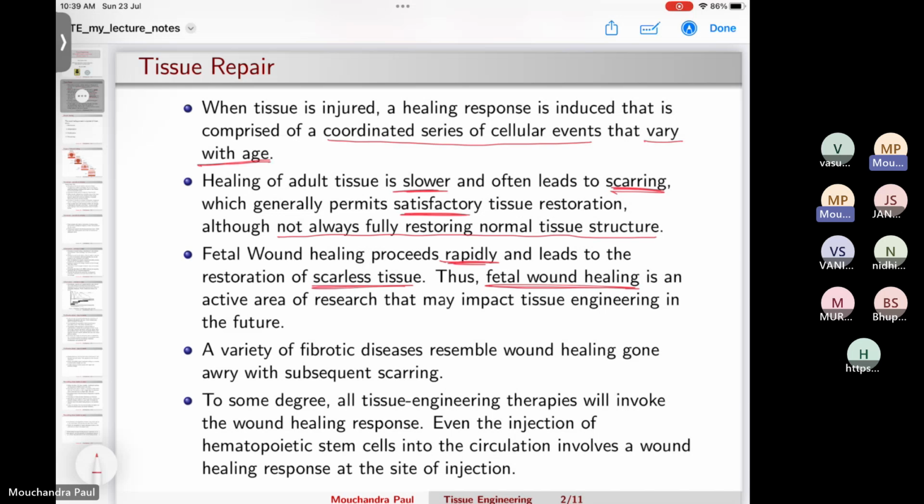Okay, now to some degree, all tissue engineering therapies will invoke the wound healing response. Even the injection of hematopoietic stem cells into the circulation involves a wound healing response at the site of injection. So any kind of tissue engineering therapy, be it injecting or proper grafting, all of these therapies will invoke some kind of wound healing response. So as it is written, even if you inject a drug, like we get vaccines, at that site as well a wound is created, so a minor and maybe short term wound healing response will be triggered.